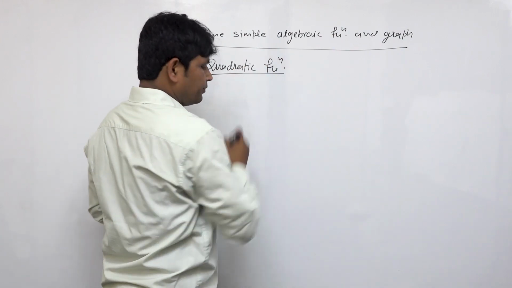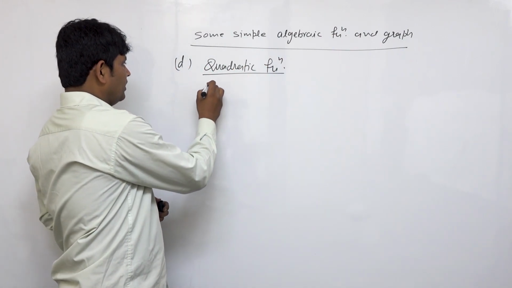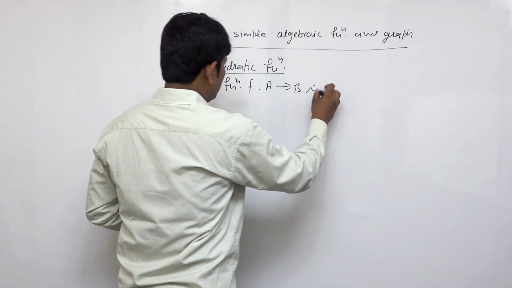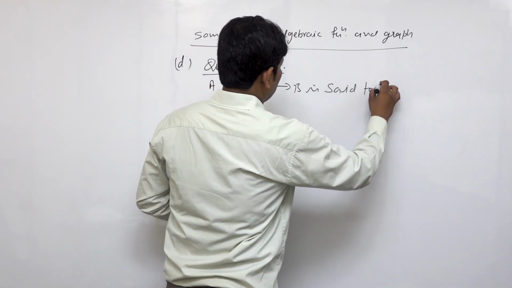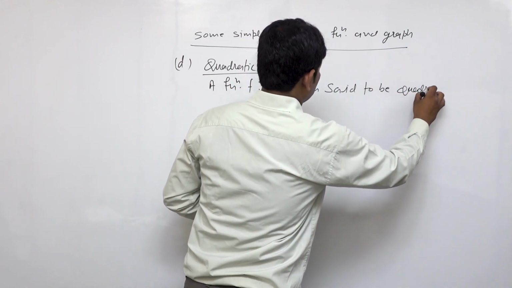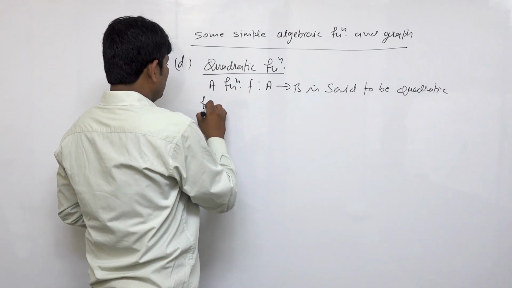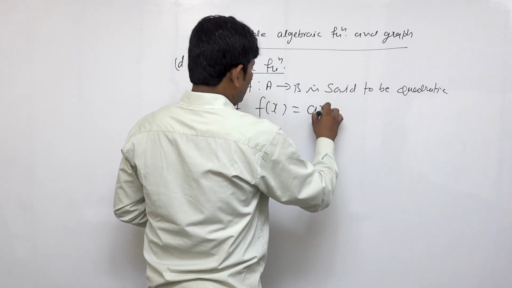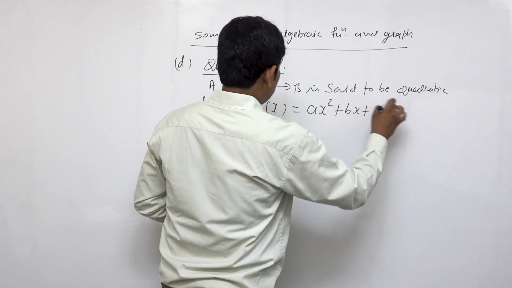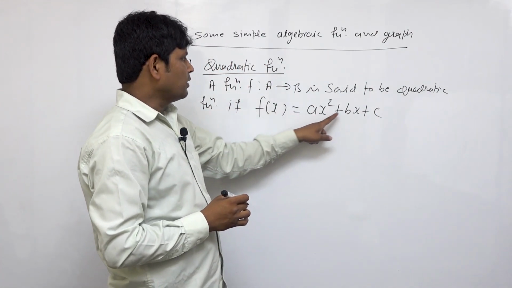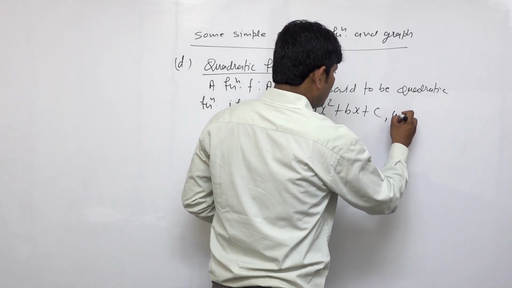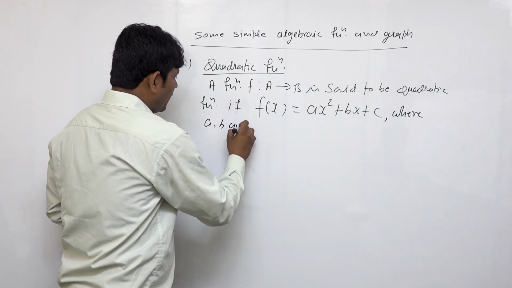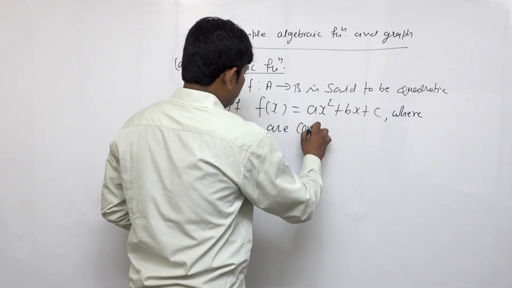Quadratic function. A function f defined from A to B is said to be a quadratic function if f(x) is in the form of ax square plus bx plus c, where a, b and c are constants.